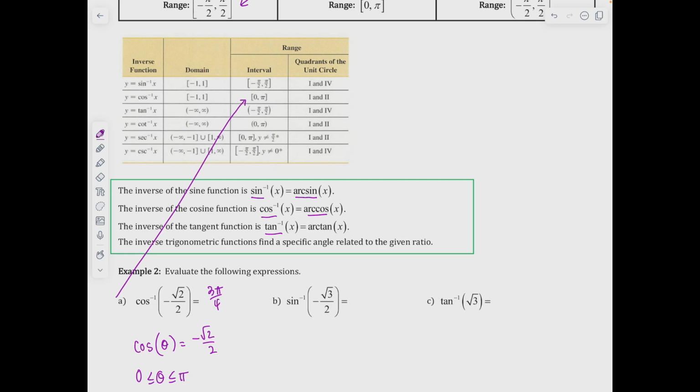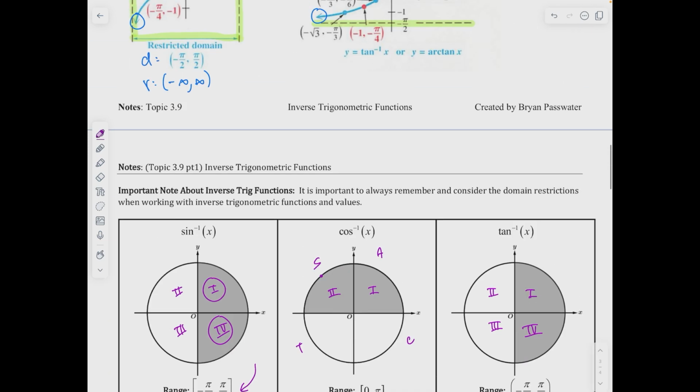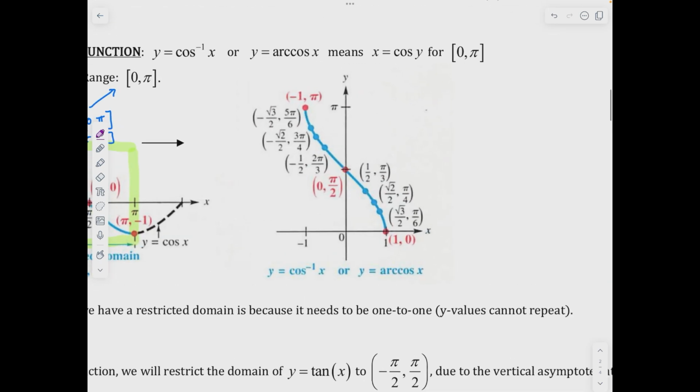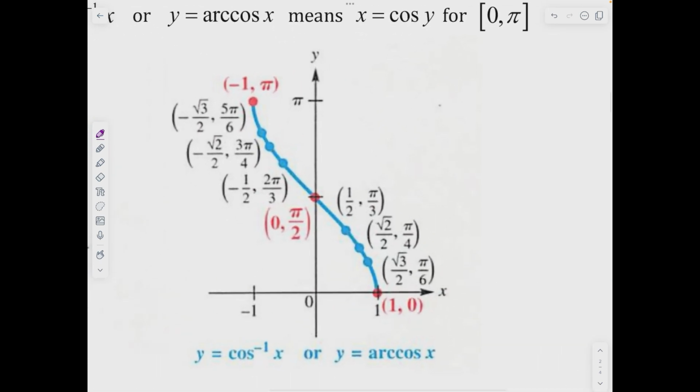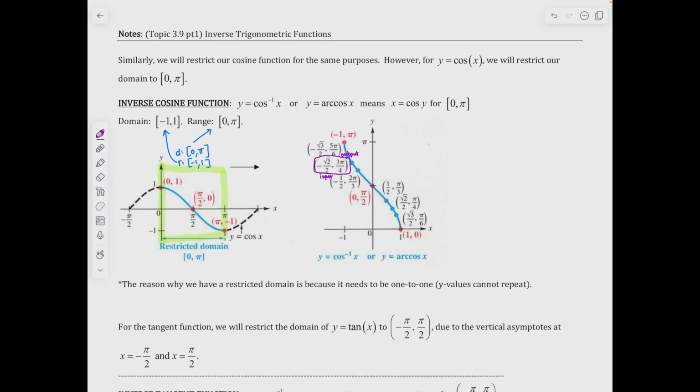I can also confirm that by going to the graph that we were looking at a little while ago. When you look at this graph for inverse cosine, what you'll notice is they were asking us for arc cosine of negative root 2 over 2. So if negative root 2 over 2 is the input, 3 pi over 4 would be the output. So that would be my answer right there.